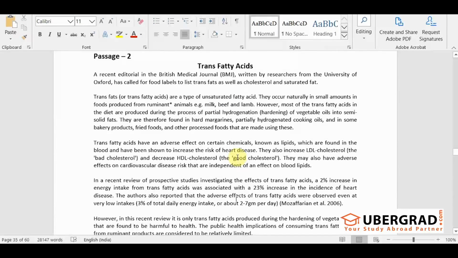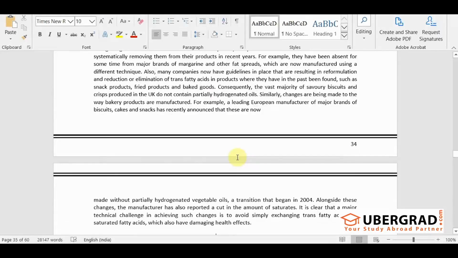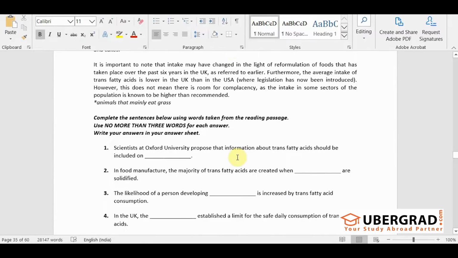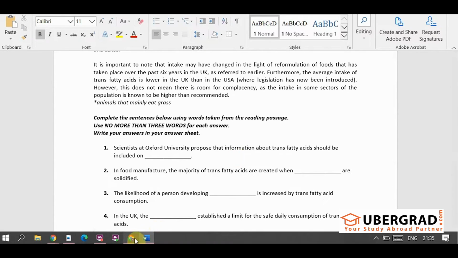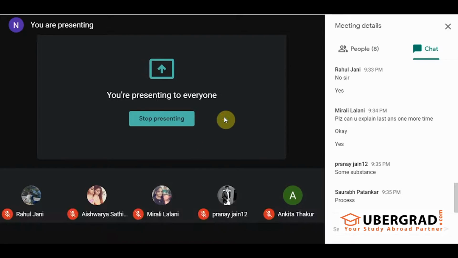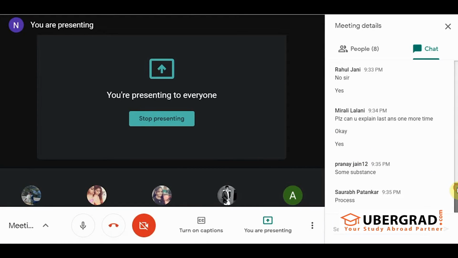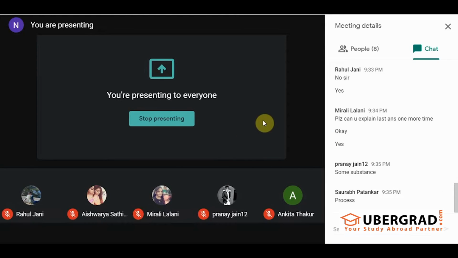What does the second question say? The second question is saying that in food manufacture, the majority of trans fatty acids are created when dash are solidified. What can be a keyword over here? Some kind of a substance. Yes, the name of some kind of a substance.